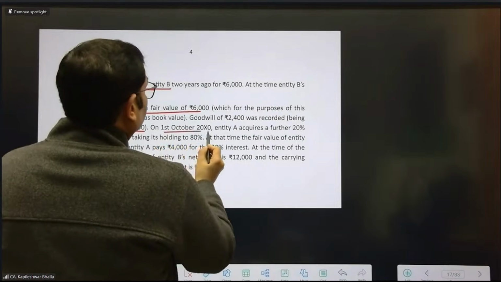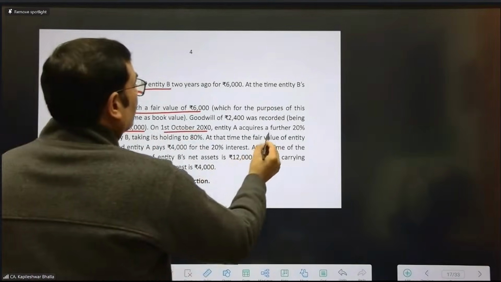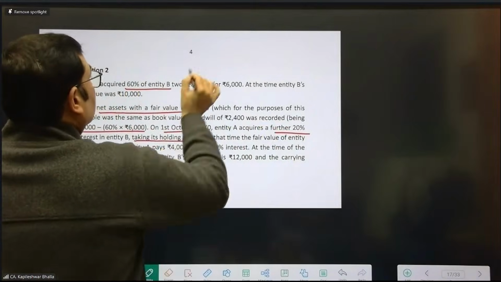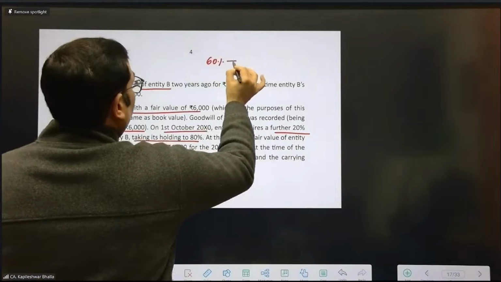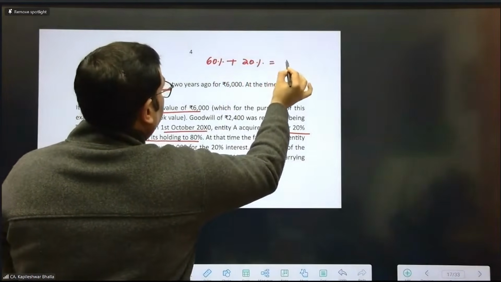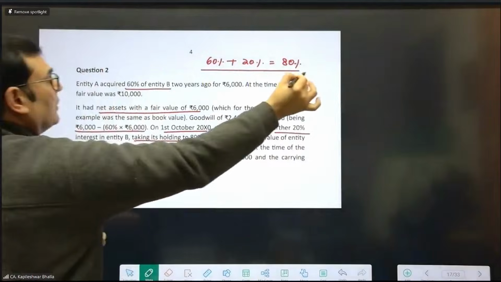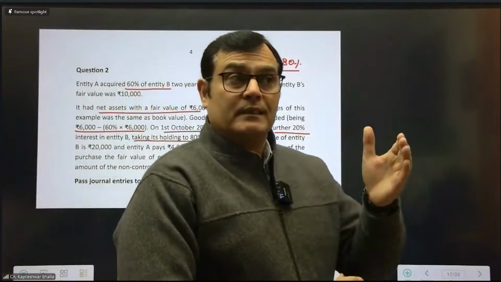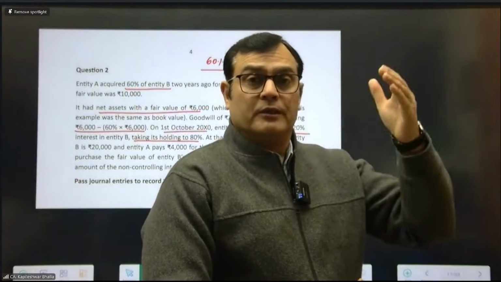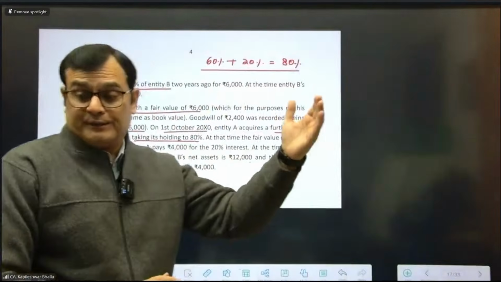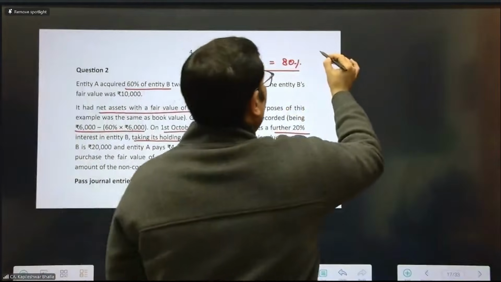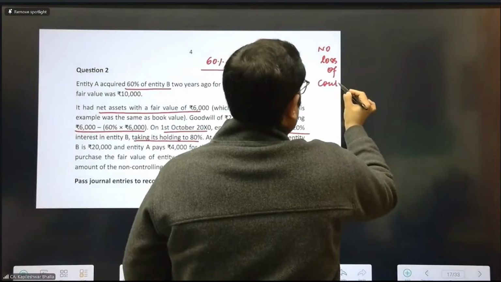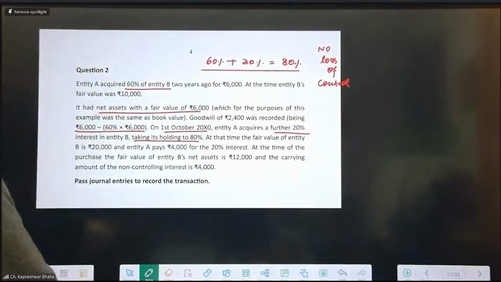Then he says on 1st October X0, entity A acquires a further 20% interest in the company, making the holding 80%. So we had a 60% stake, and then we acquired another 20% stake, and that makes it an 80% stake. Is this a loss of control or no loss of control? 60 to 80, further acquisition. Control was there and the control is still there. And that's right. So there is no loss of control. So we know that the entry is going to be routed through NCI.